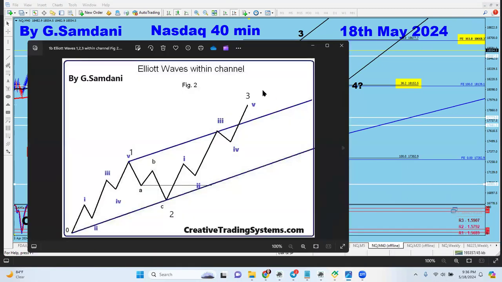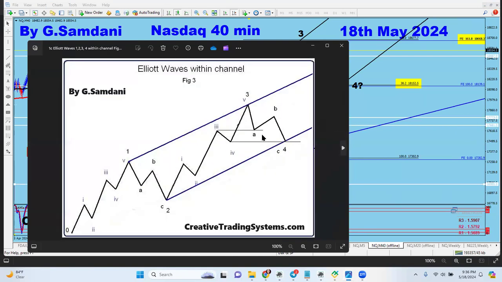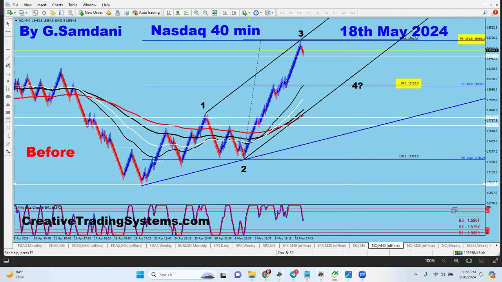So this is wave 3, and it will be followed by wave 4. Like this: 1, 2, 3, and then 4. So this is what I think is going to happen here. We're going to drop from there for wave 4. Now this one also looks like a 3-wave move, 1, 2, 3, or basically A, B, C. If that's the case, then this is wave A, this is B, and this is C.